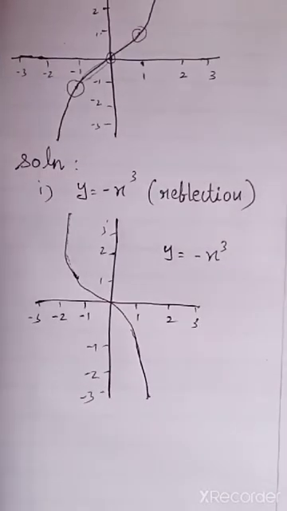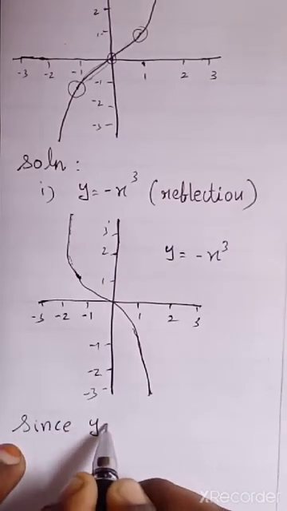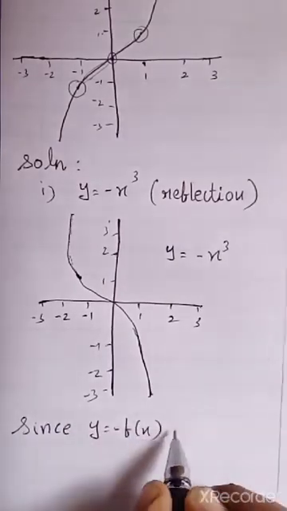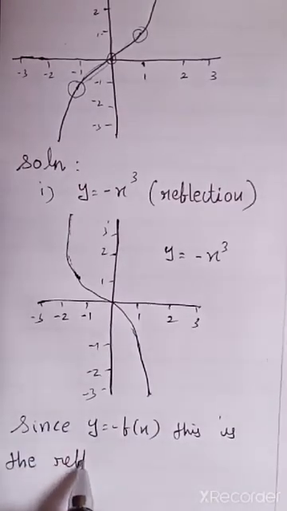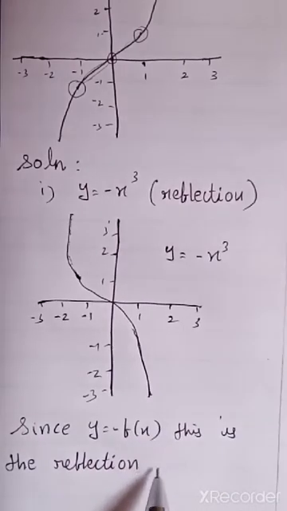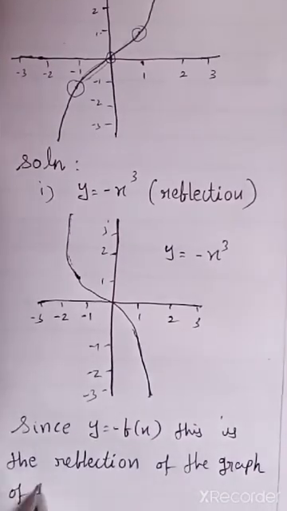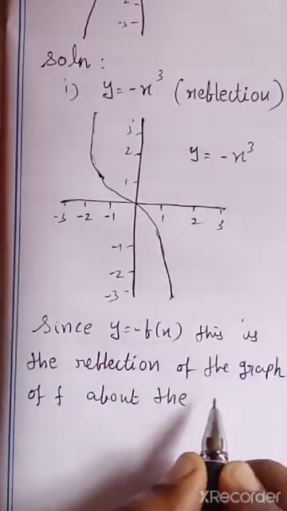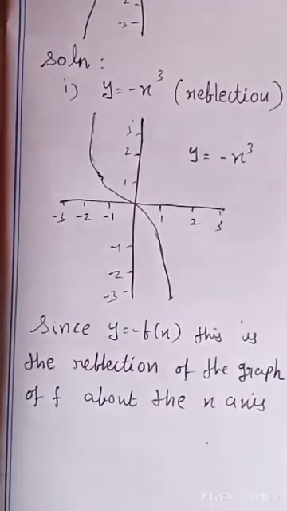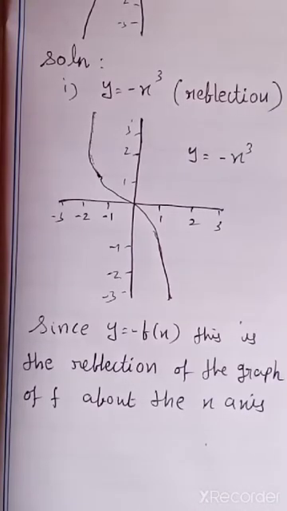Okay, so here, since y equal to minus f of x, this is the reflection, correct? This is your reflection type. So this is the reflection of the graph of f about the x-axis. That's all. Is that clear? So since it is the reflection of the graph of f about the x-axis.